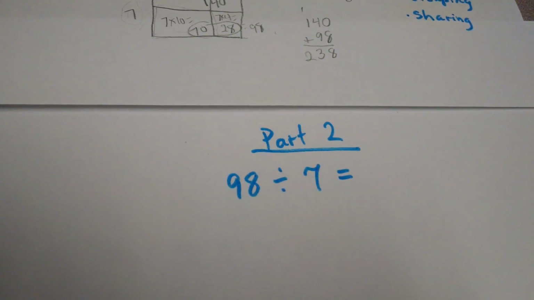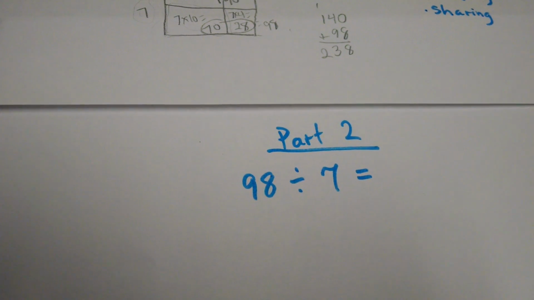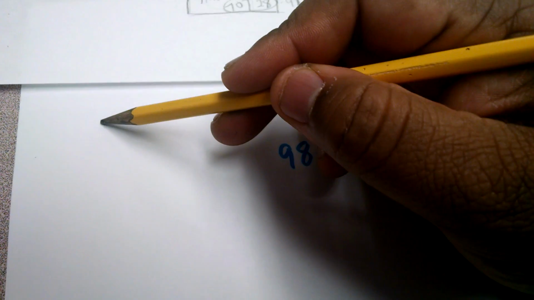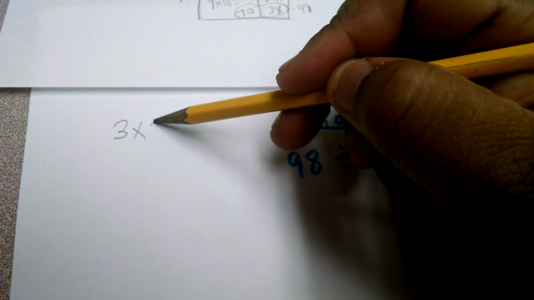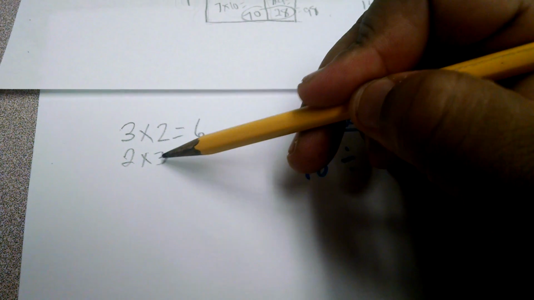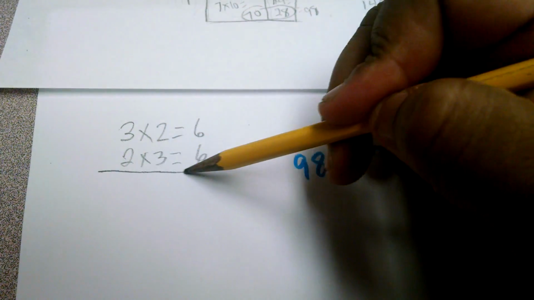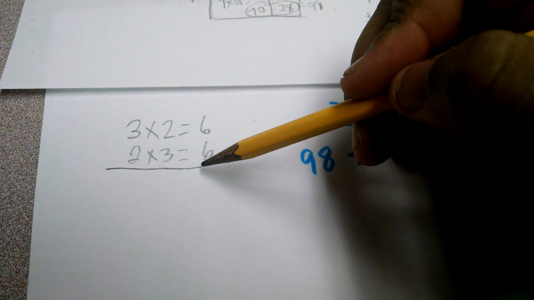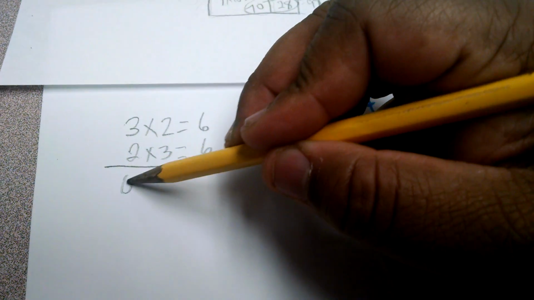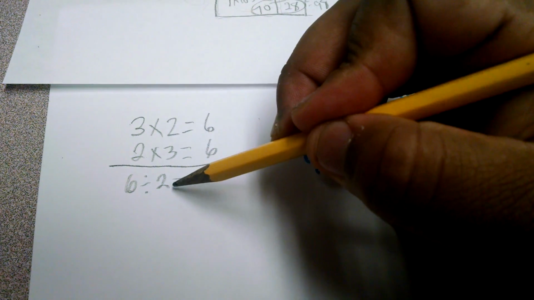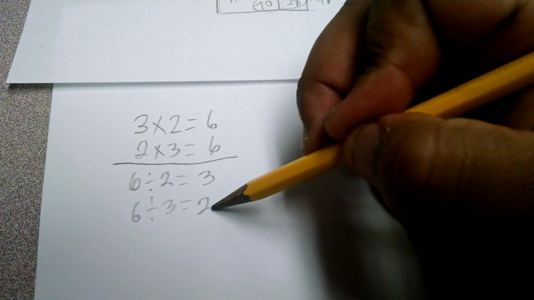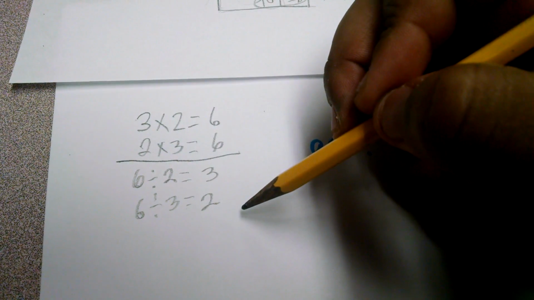Now the division is the opposite operation of multiplication. If you think of a fact family, you know 3 times 2 is 6, and 2 times 3 is 6. Well, you can also use this fact family to create a division fact family. 6 divided by 2 is 3, and 6 divided by 3 is 2. So there's a relationship here.